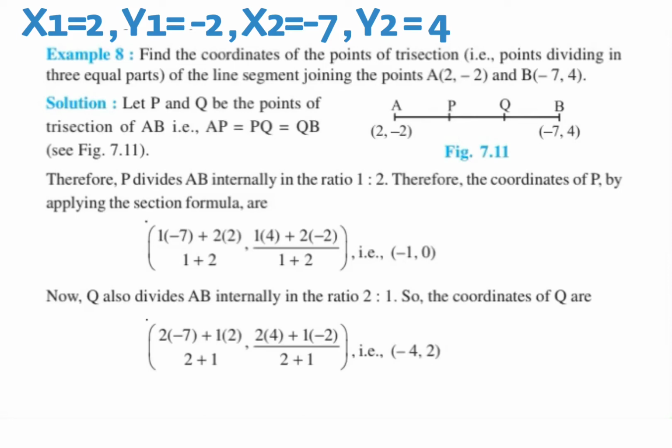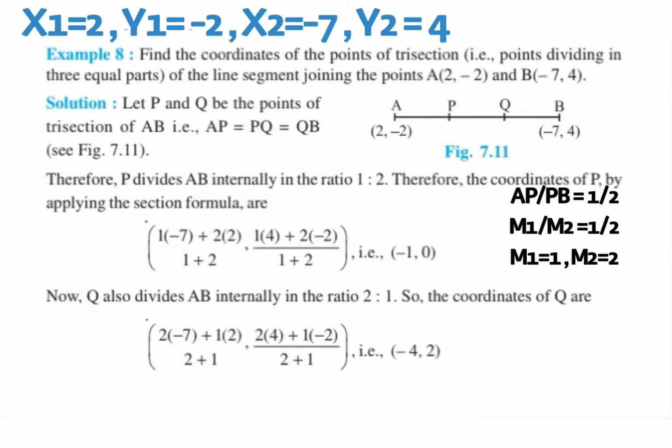Here you can see that P and Q are 2 points which are dividing line segment AB into 3 equal parts. If we consider point P, then you can see that it is dividing line segment AB in the ratio 1:2. That is, if you take AP by PB, it will be 1/2. So for finding the coordinates of point P, we'll take m1 upon m2 as 1/2, which means m1 is equal to 1 and m2 is equal to 2. Now using the section formula, (x, y) is equal to (m1 x2 plus m2 x1 by m1 plus m2, m1 y2 plus m2 y1 by m1 plus m2), we get (1 into -7 plus 2 into 2 by 1 plus 2, 1 into 4 plus 2 into -2 by 1 plus 2), which is equal to (-1, 0). So the coordinates of the point P are (-1, 0).